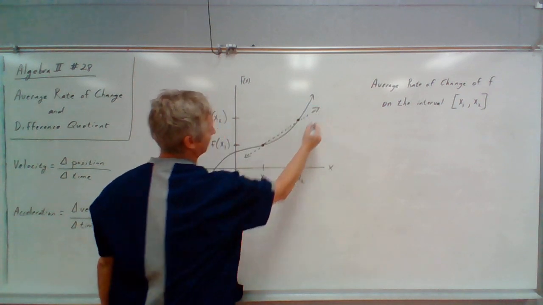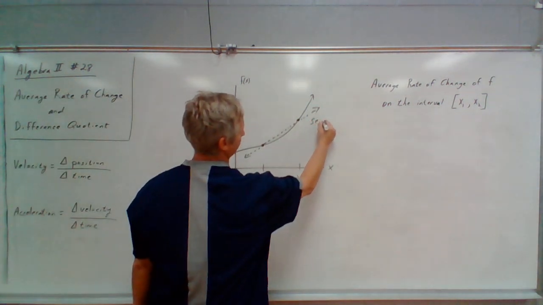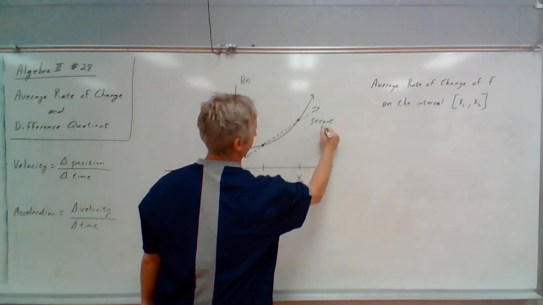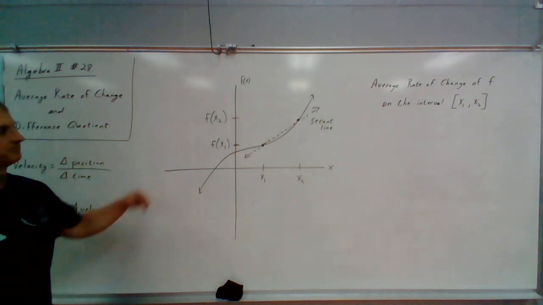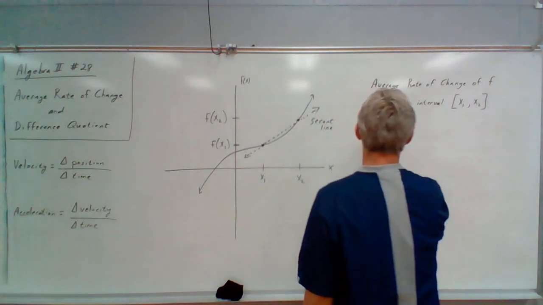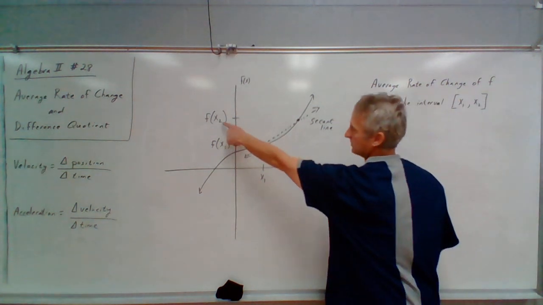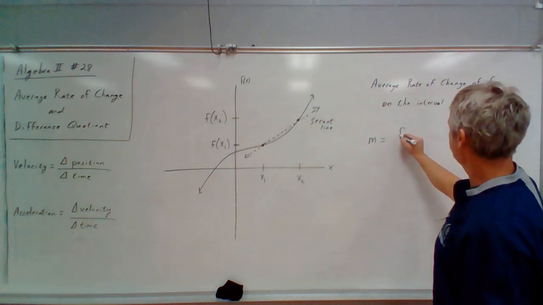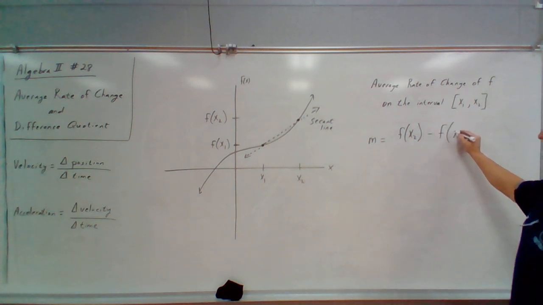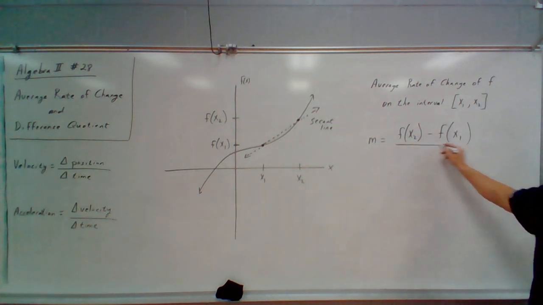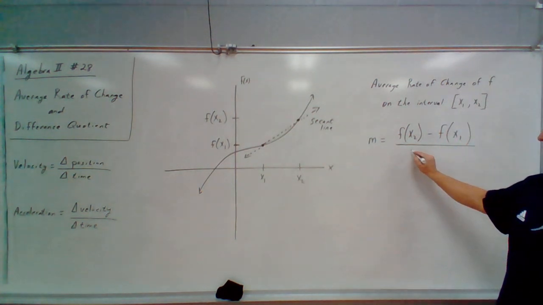So there's my secant line. And I'm going to find the slope of that secant line. So the slope of the secant line is equal to y2 minus y1, or in this case, f of x2 minus f of x1 all over x2 minus x1.